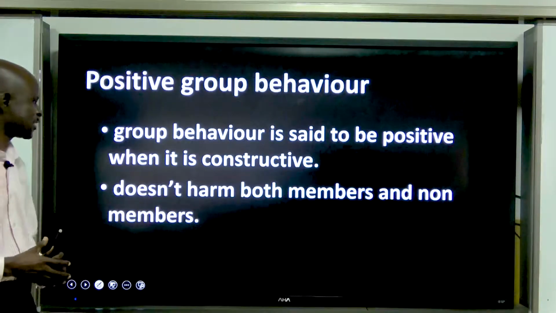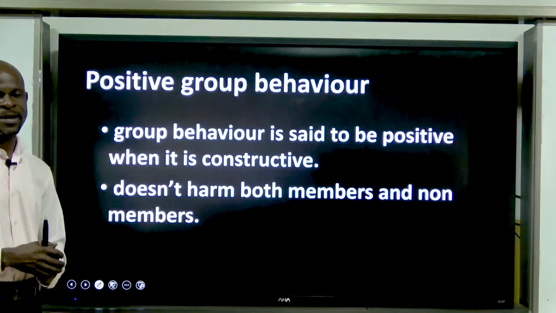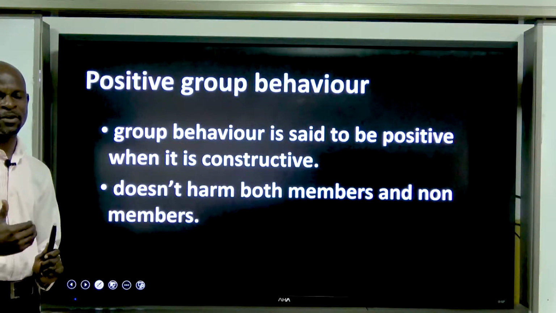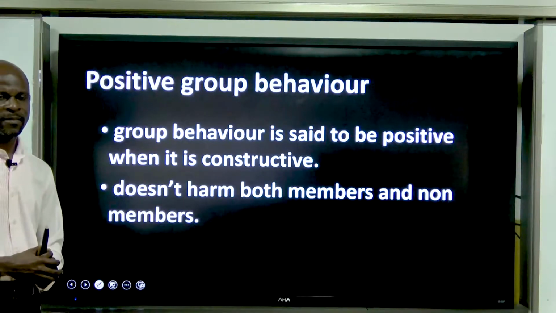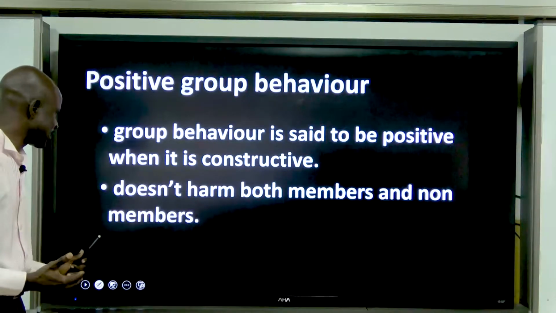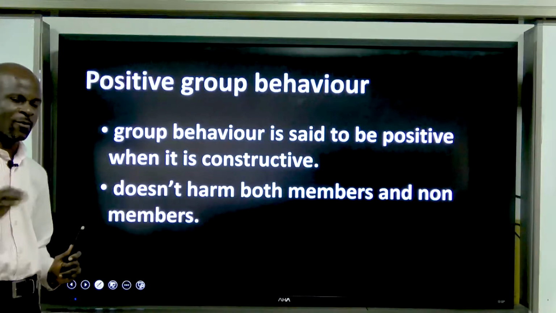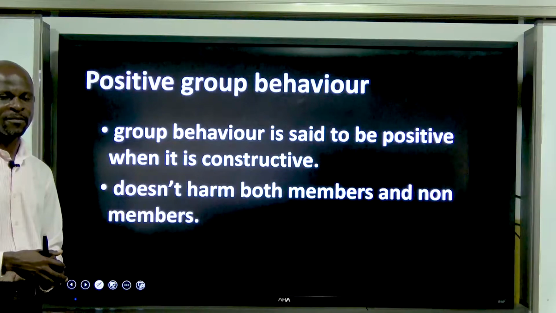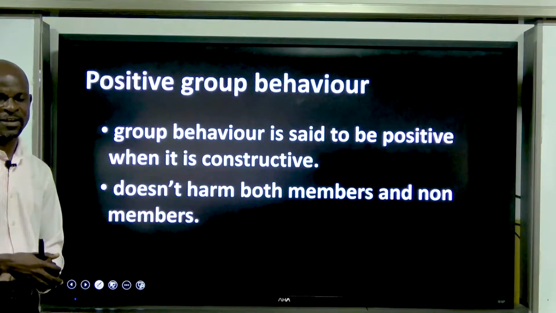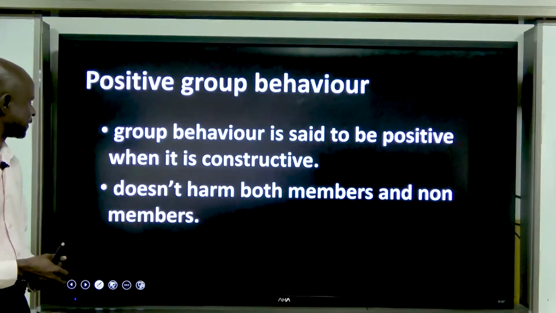Now, such a behavior doesn't harm both members and non-members. Members that belong to such a group benefit from the group. Likewise, non-members. Therefore, positive group behavior is the one that does not harm both members and non-members. They are not threatening the society, not threatening the peace, not disturbing the community.